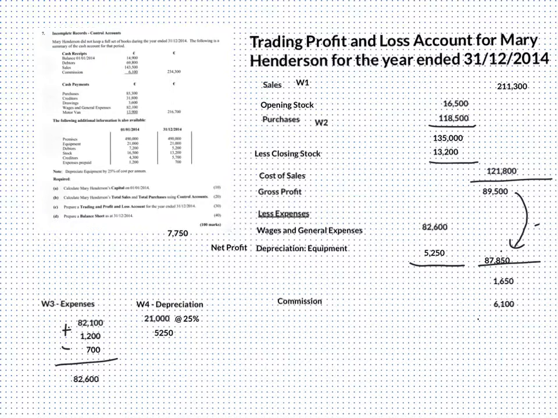So just draw a line then. So our net profit is 7,750. So that's the P&L done. That's our final net profit in the P&L. So next we'll just have a look at the balance sheet.